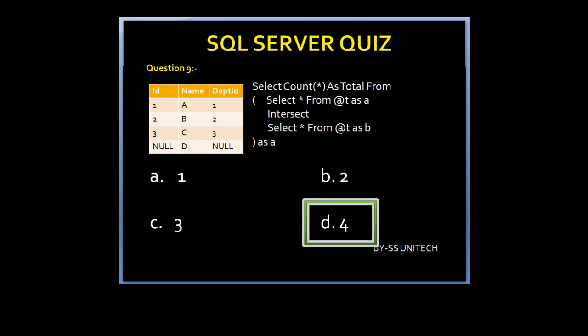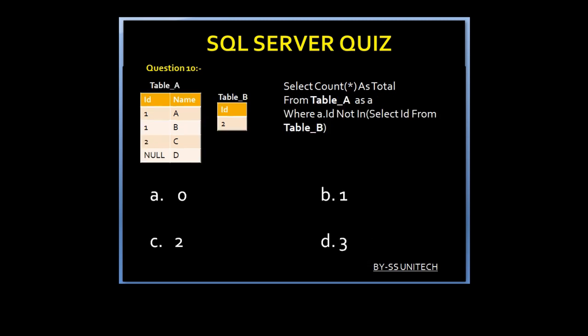So time up, option D is true. While using the intersect and except operators, two null values are treated as a single value. So let's move to another question. This is your question and your time starts now.